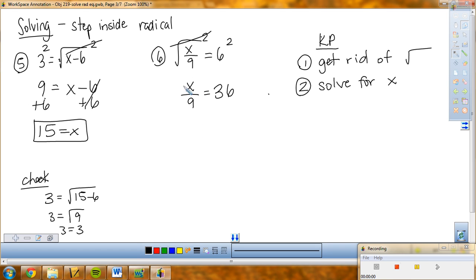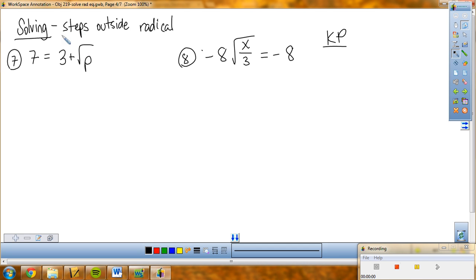And then to get my x by itself, I'm solving for x just using regular GEMDAS. So if I want to undo division, I'm going to use the inverse operation, which is multiplication. And that is going to leave me with x equals 36 times 9, which is 324. So those are some examples when we have steps inside the radical or underneath the radical.